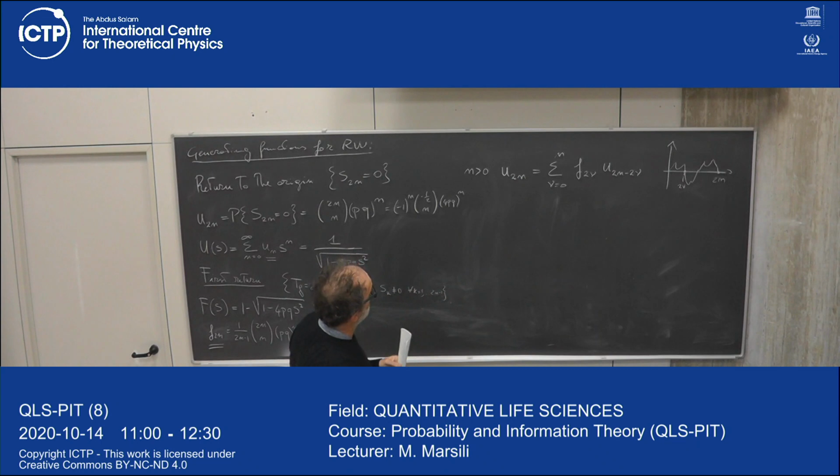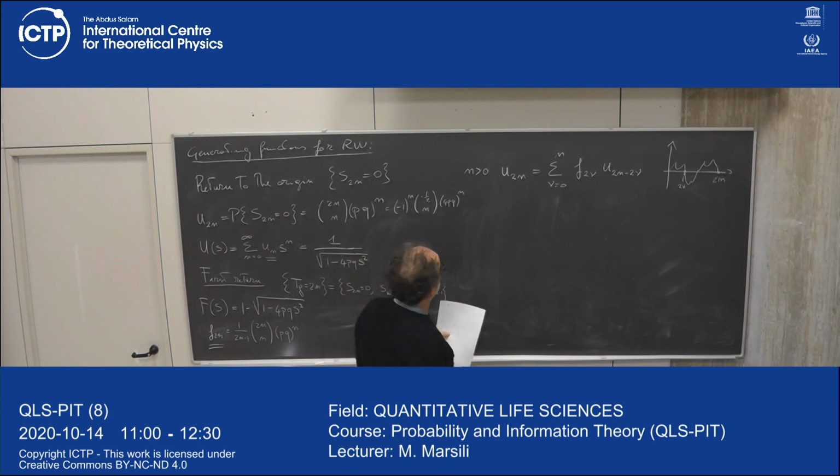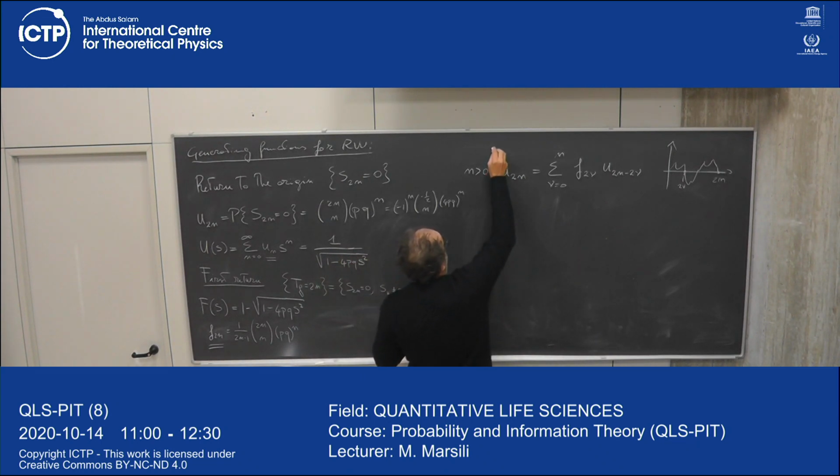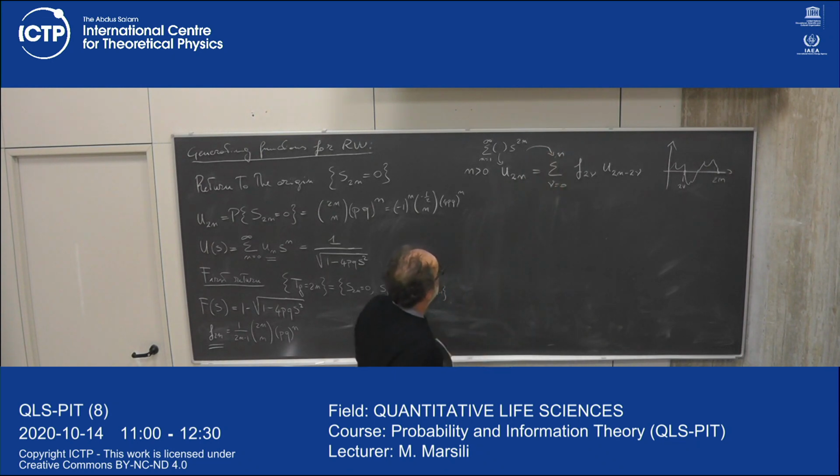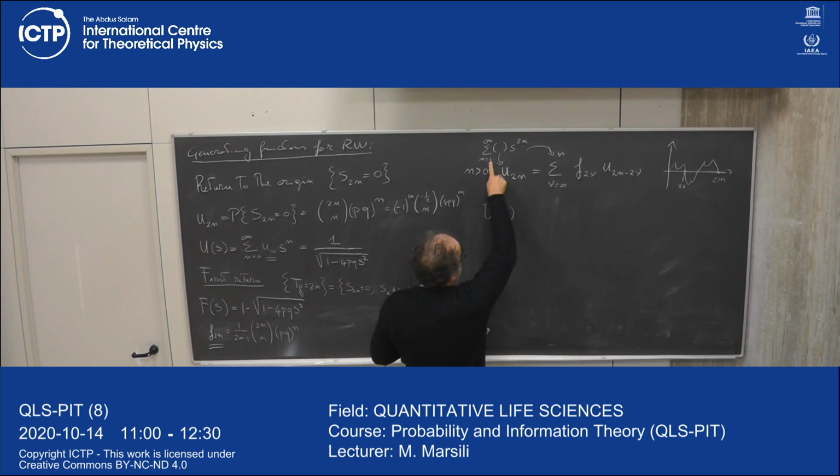Okay, so now the idea is that if you sum from n equal to 1 to infinity this equation multiplied by s to the 2n, you do it both on the right hand side and on the left hand side, what do you get? Well, here you just get the generating function of u minus the first term, which is n equal to 0, which is 1.